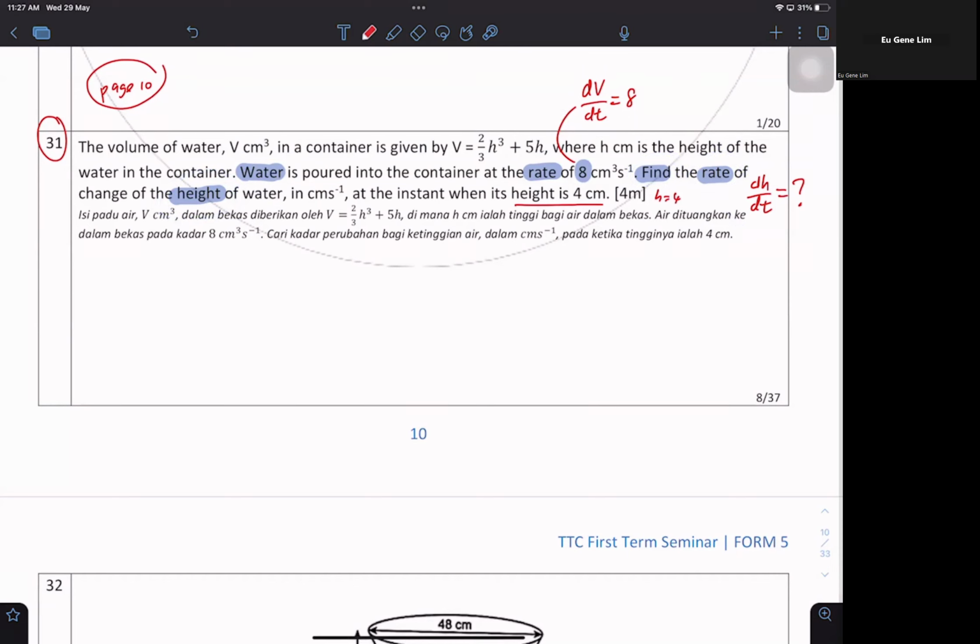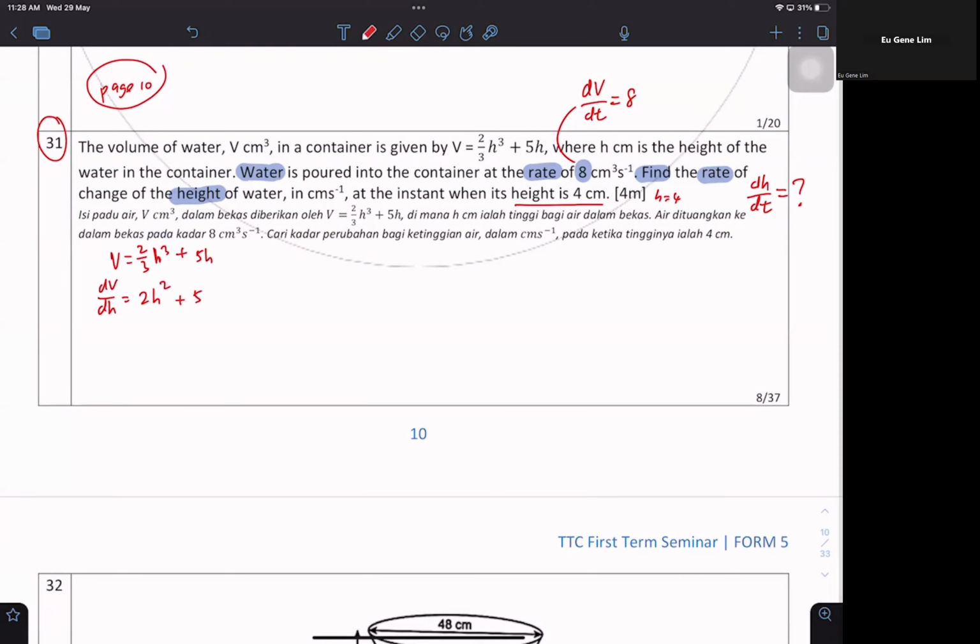Okay, so now what should we do first? We should differentiate first. No matter what you do, you differentiate first, because this is a differentiation topic. Like dV/dh, power times in front. 3 times 2 over 3 is 2. And then 3 minus 1 is 2. Plus 5. Very good. So dV/dh equals 2h squared plus 5.